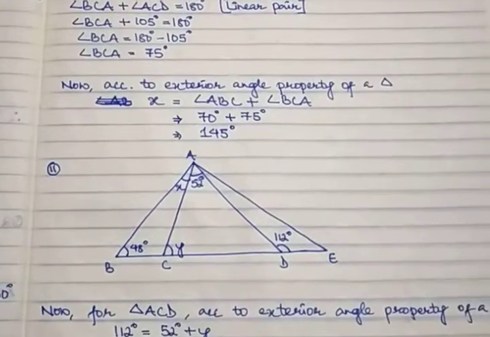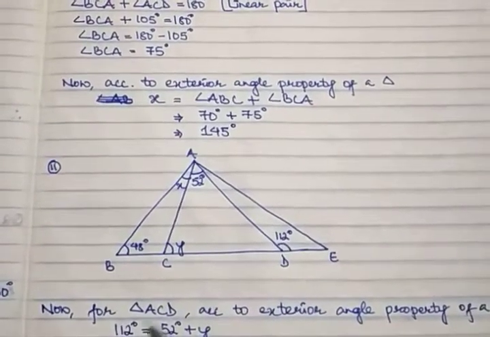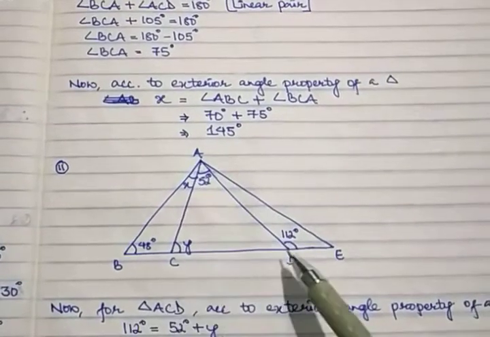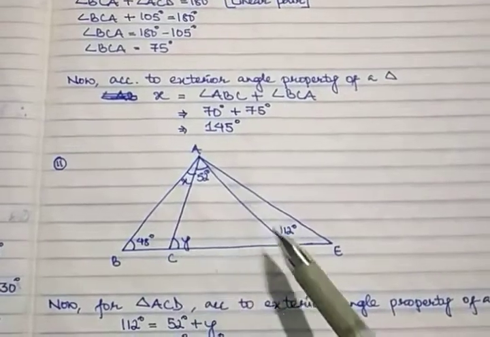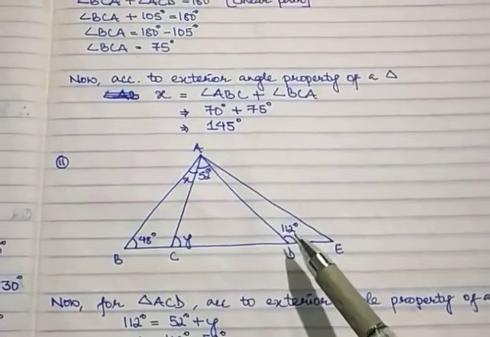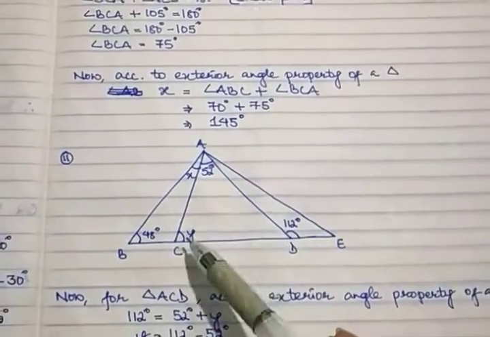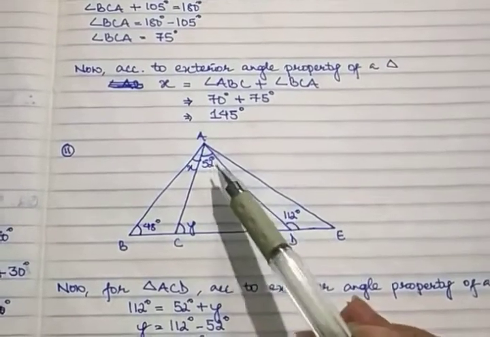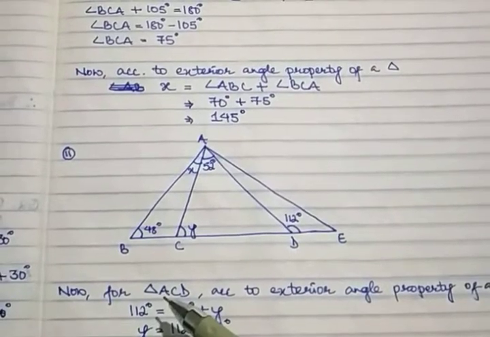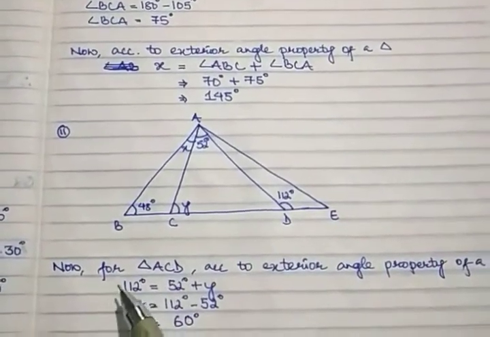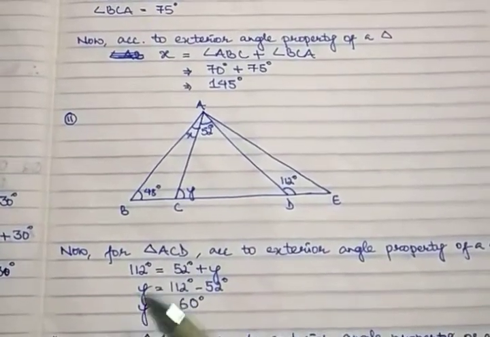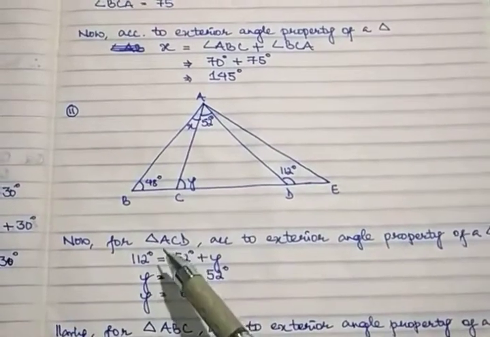What we needed here is to calculate the values of x and y. For y, I see angle ACD, a triangle ACD, and for this triangle I have an exterior angle as well. What do I know about an exterior angle? An exterior angle will be equal to the sum of its interior opposite angles. The exterior angle is given, and one of the interior angles is given as 52. So I can easily calculate the value of y. That is what I have done here. Remember to mention the triangle upon which we are working.